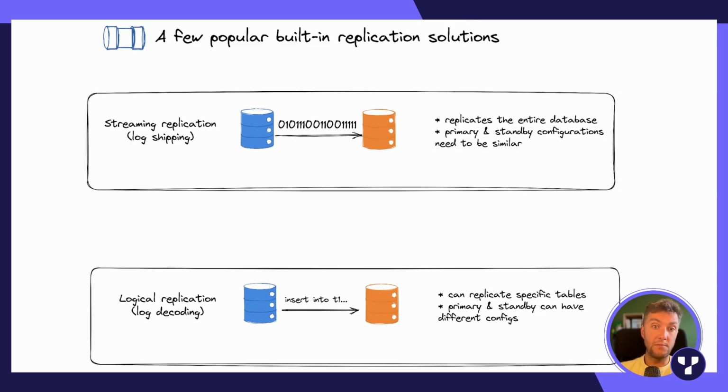There is another type of replication that is built in PostgreSQL. It's called logical replication. Again, your primary instance writes all the changes to the write-ahead log file, and then those changes are decoded and sent to your standby instance. So here an advantage is that you can replicate specific tables if you don't want to replicate the entire database, and the configuration of primary and standby can be different. So at least 2 options, but definitely PostgreSQL and the ecosystem of PostgreSQL solutions have many more replication solutions to offer.